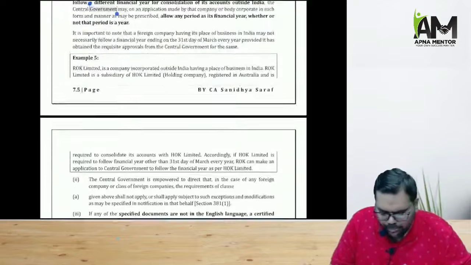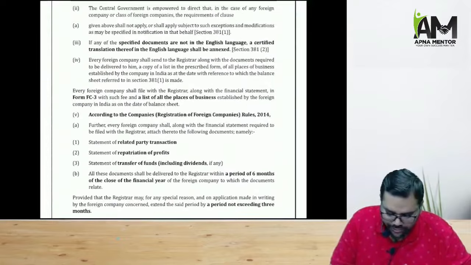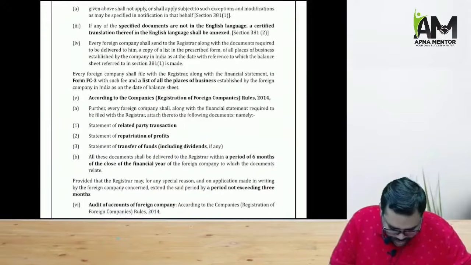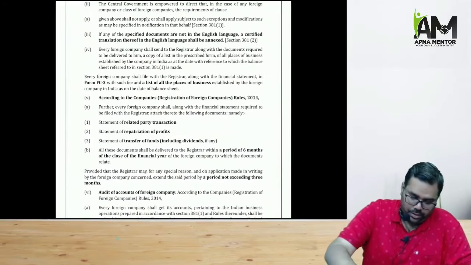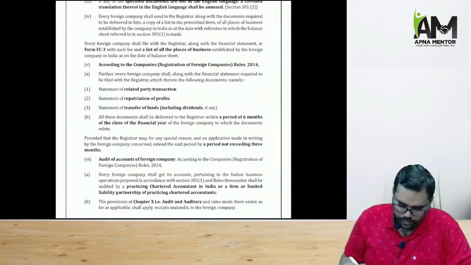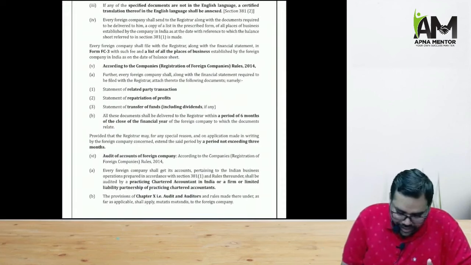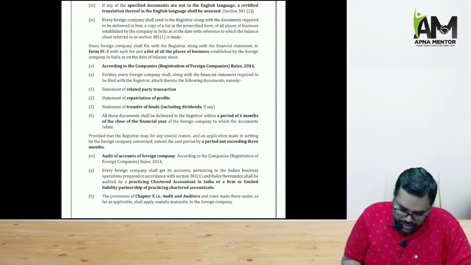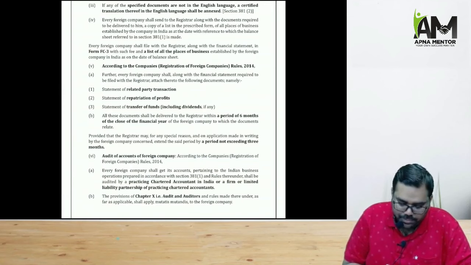Now this particular point was not so relevant. Whatever we have done so far was not so relevant. What is important is what we are going to do now. Further, every foreign company shall, along with the financial statements required to be filed with the ROC, attach the following documents. This is very important. Mark it as important.